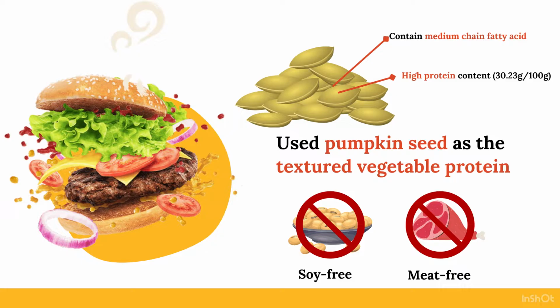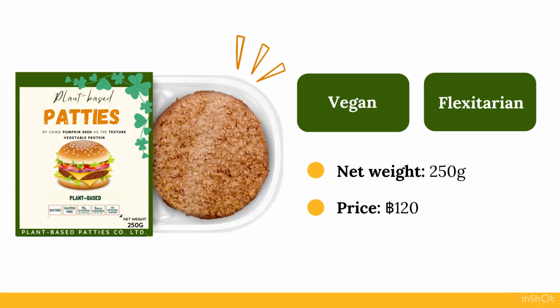Our product is a plant-based patty that is different from existing products in the market. We use the pumpkin seed, which contains good fat and high protein content, to produce a texture vegetable protein and use it as the main ingredient instead of soybean. Moreover, our product is a good choice for vegans and vegetarians. This product has a net weight of 250 grams and the price is 120 baht.